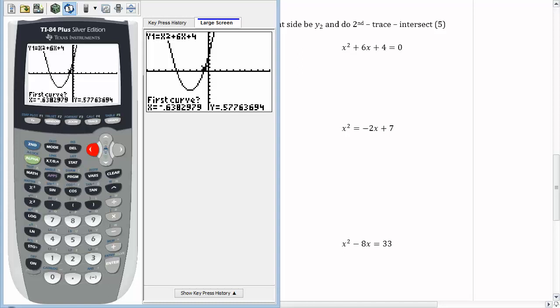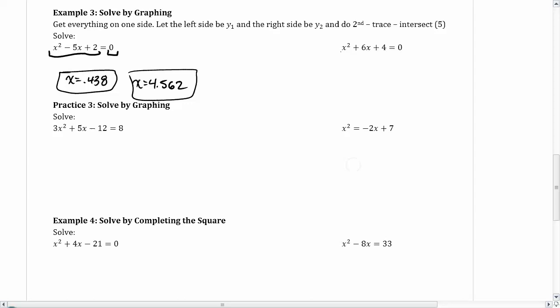Okay, so second trace intersect is number 5. Move to the left until you're close to that first intersection. Hit enter 3 times. And x equals -0.764. -0.764 is your first one.